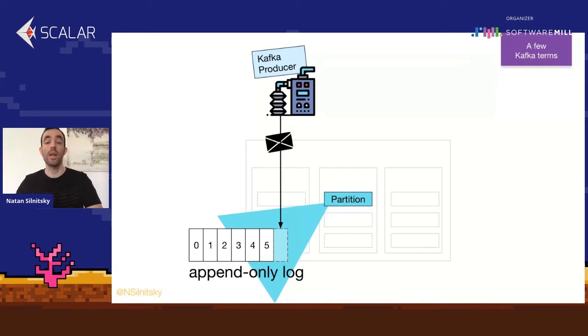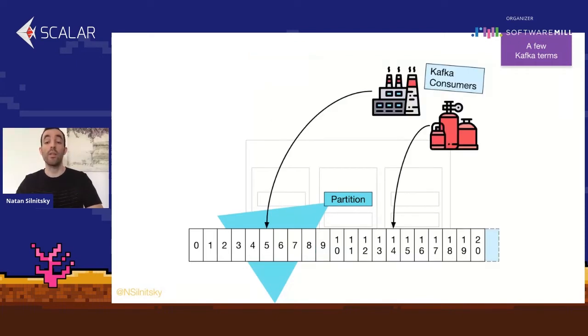Now, we have over here the Kafka consumers. Both of them read from this partition without any regard to one another. And they scan it sequentially, and they do it at their own pace. And unlike with message queues, they don't remove the message once they finish processing it. They just commit it. They specify that it's committed.